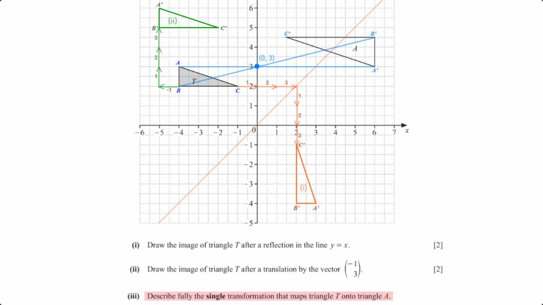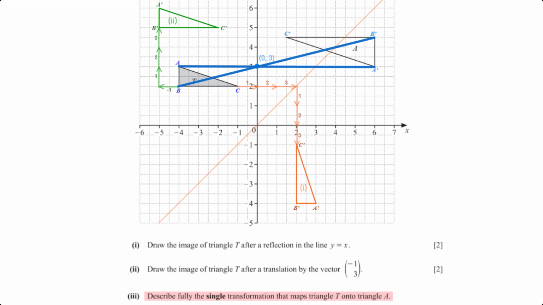Describe fully the single transformation that maps triangle T onto triangle A. When we look at triangles T and A, we can tell straight away that this is an enlargement by a scale factor of 1.5 because each of the sides of triangle A is 1.5 times its corresponding side on triangle T. This is a negative scale factor because the two triangles do not have the same orientation. Triangle A is flipped, so now we need to find the center of enlargement.